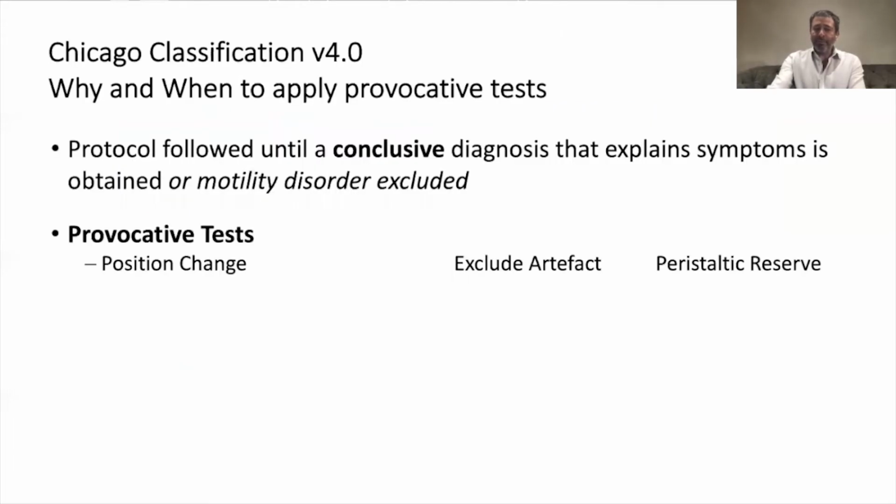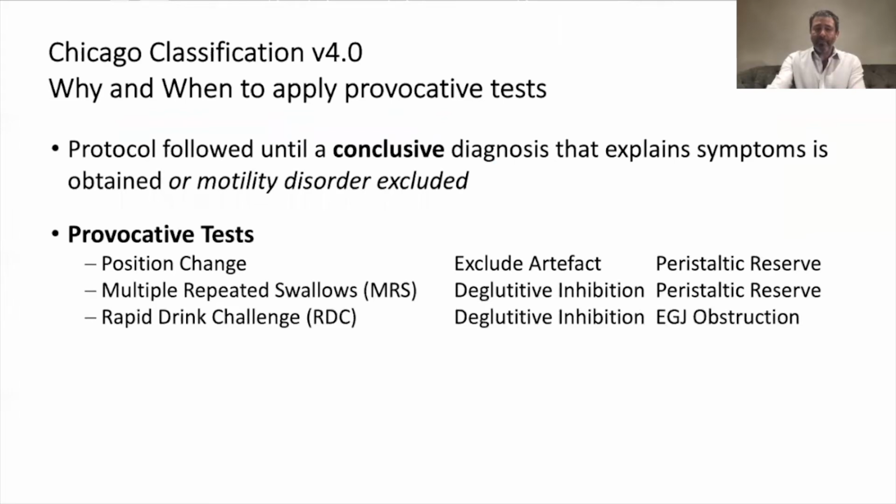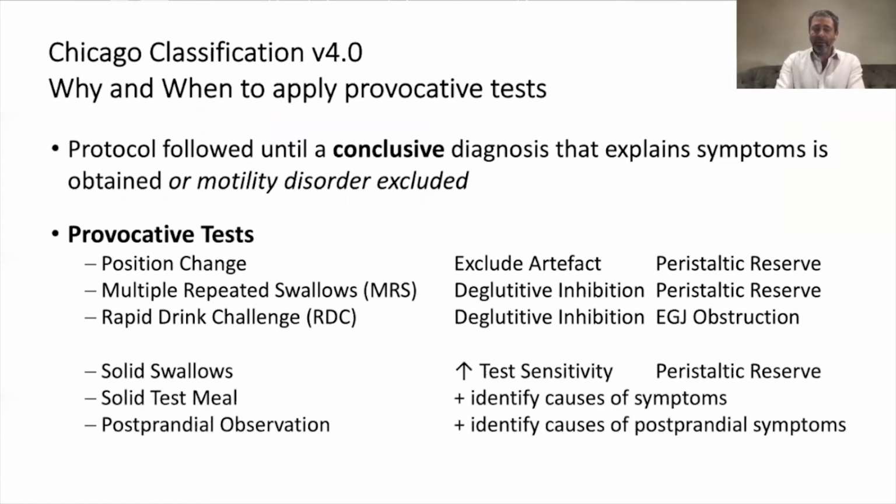By changing position, we can exclude artifact and identify peristaltic reserve. By increasing the volume of fluids, either with multiple rapid swallows or free drinking, we can assess for deglutitive inhibition and assess for esophagogastric junction outflow obstruction. And by adding solid swallows, we increase the sensitivity to identifying symptoms.